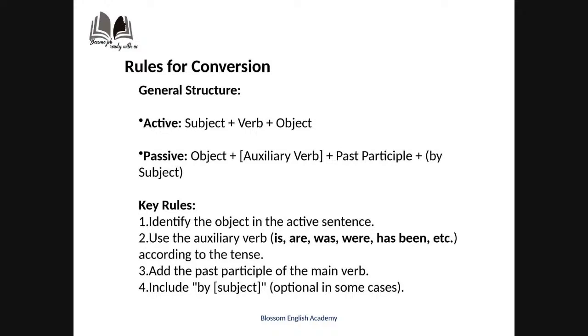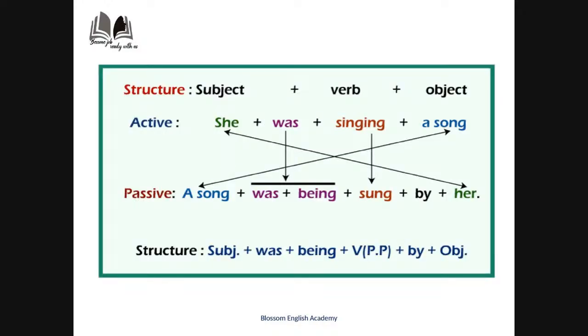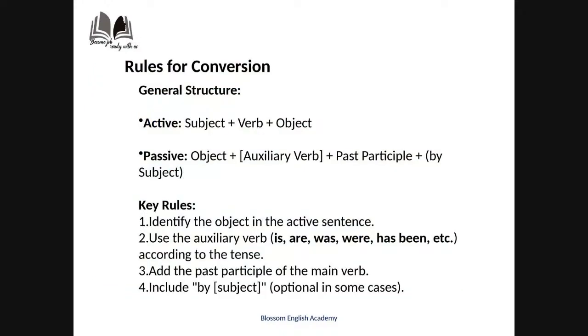First rule is to identify the object in the active sentence, right? Just like we did in the previous slide, where song was our object, we identified it. Okay, and next, use the auxiliary verbs according to the tense. Yeah, this is pretty important.